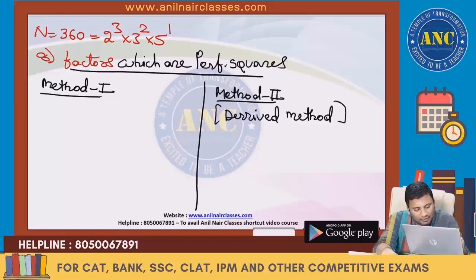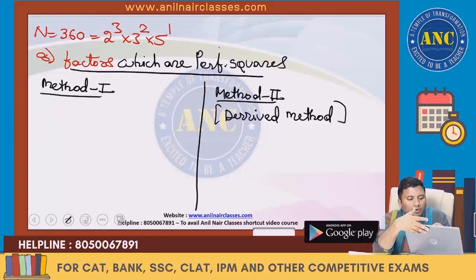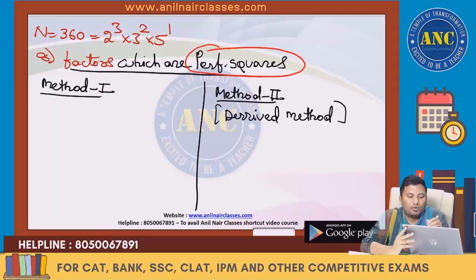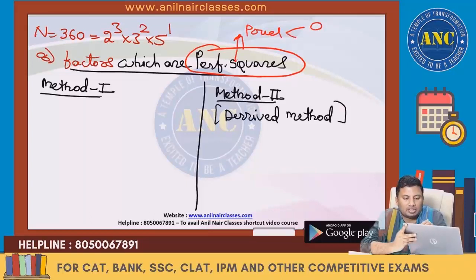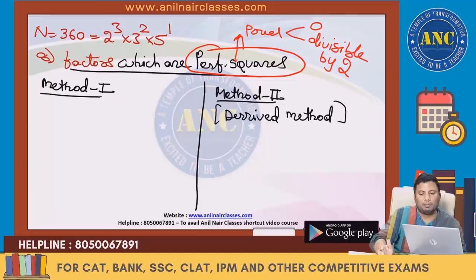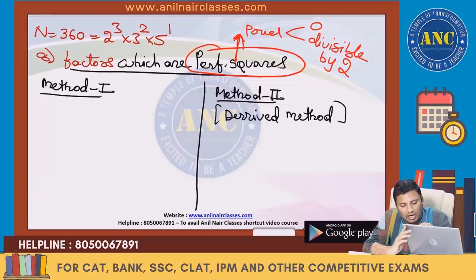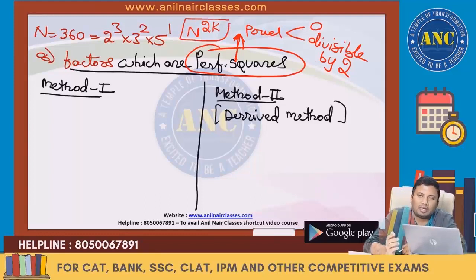Now, factors which are perfect squares. The important keyword in this question is perfect square. What do you mean by a perfect square? Perfect square means the power should be either 0 or divisible by 2. If the power of any natural number is either 0 or divisible by 2, then the number is called a perfect square. In other words, a perfect square should be of the form n power 2k.